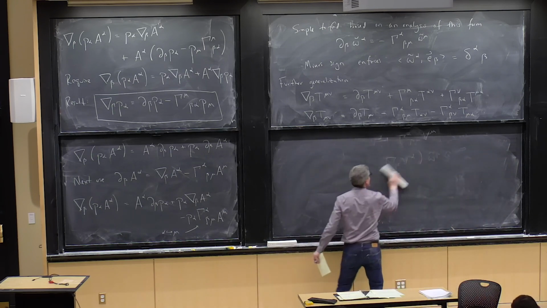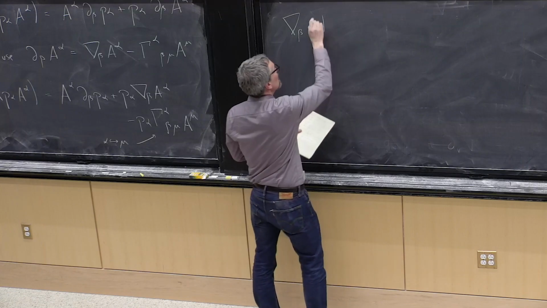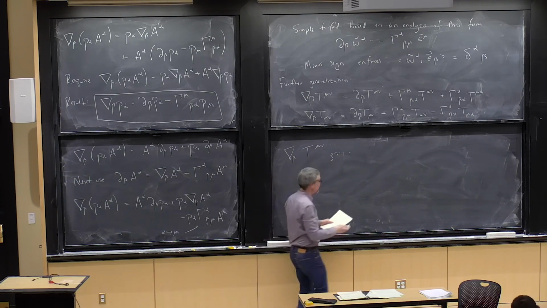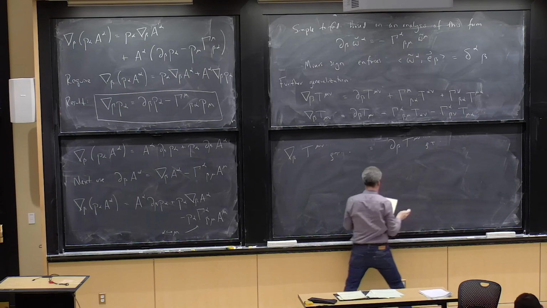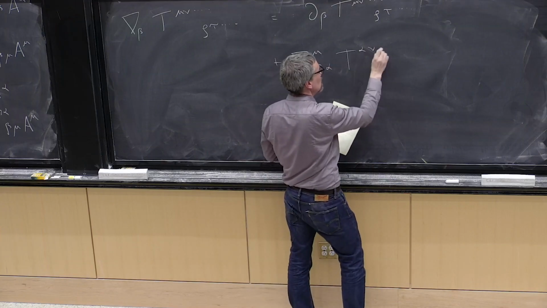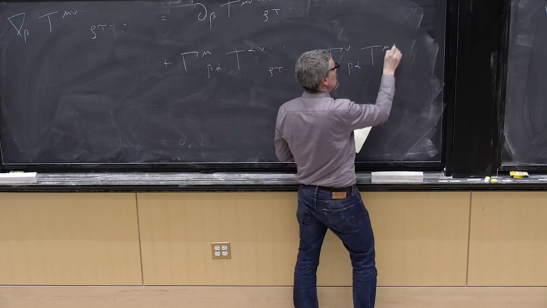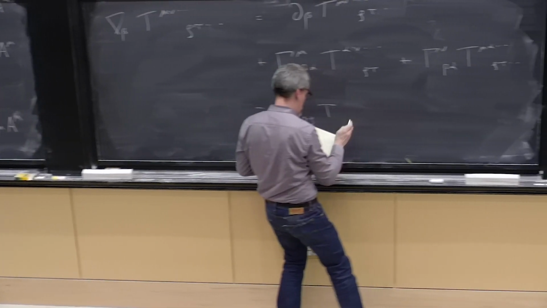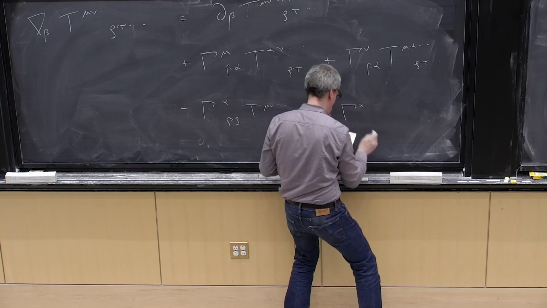Just for completeness, let me just write down the general rule. If I am looking at the covariant derivative of a tensor with a gajillion upstairs indices and a gajillion downstairs indices, you get one term that's just the partial derivative of that guy. And you get a Christoffel coupling for every one of these, plus sign for all the upstairs, minus sign for all the downstairs.